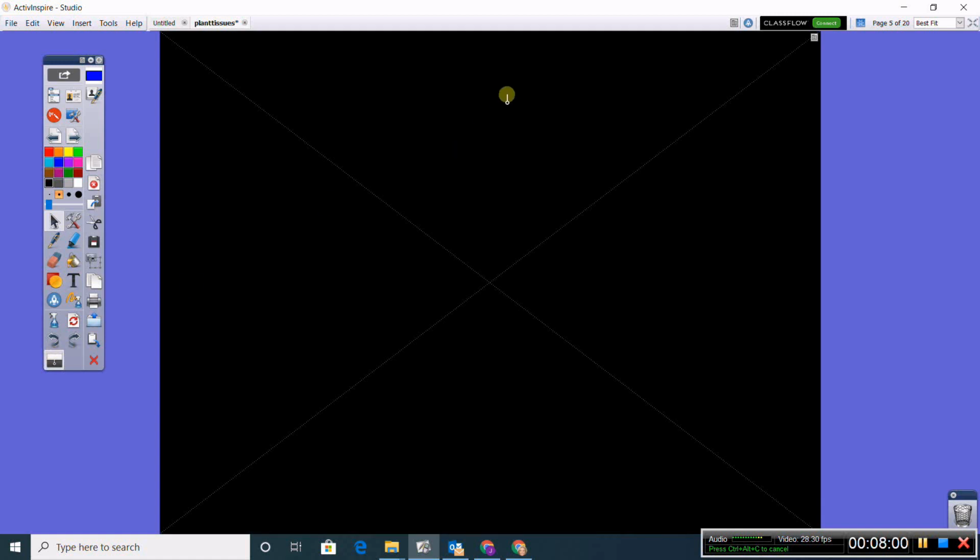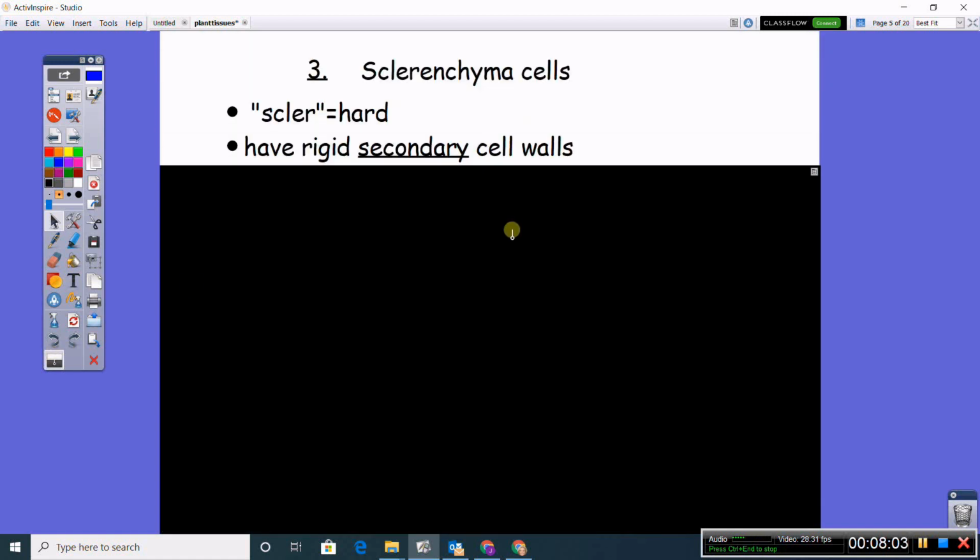Okay, next let's look at sclerenchyma cells. Okay, so that prefix sclere means hard. And so these cells are going to be much more rigid than your parenchyma or collenchyma cells. And one of the things that makes them so rigid is that they have secondary cell walls. Remember, all plant cells have at least a primary cell wall, but then some plant cells will also have a secondary cell wall. And this is one of those cell types.